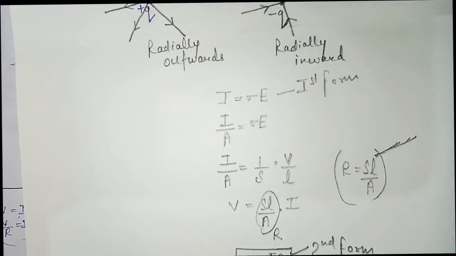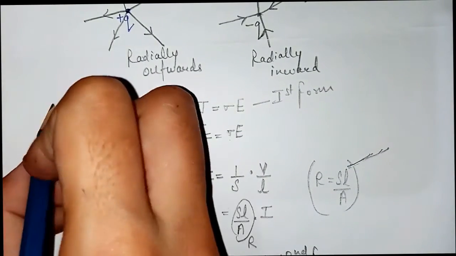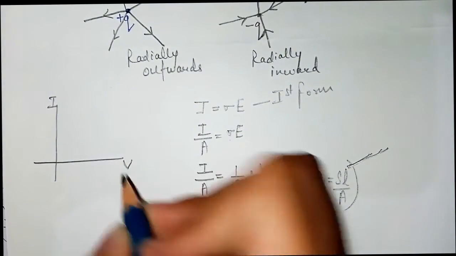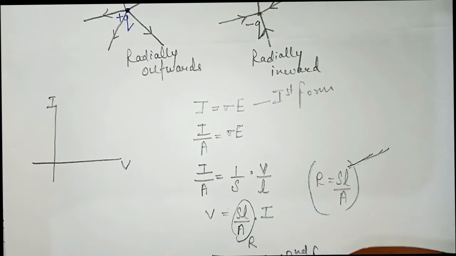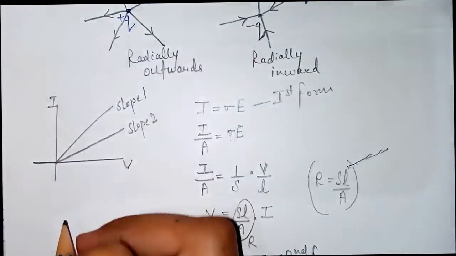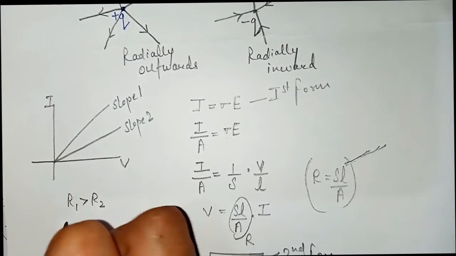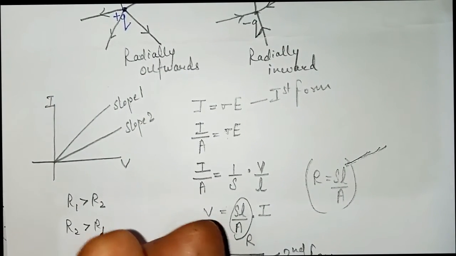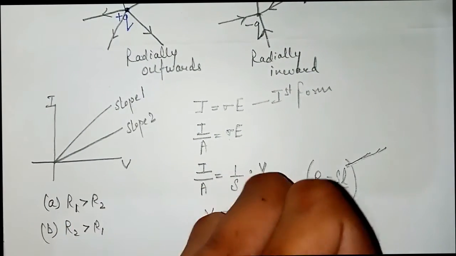From this concept, I give you a numerical. See, this is the IV graph. The IV graph is known as the characteristics graph. There are two slopes, slope 1 and slope 2. My question is, is R1 greater than R2, or R2 greater than R1? Slope 1 is for, as you say, R1.